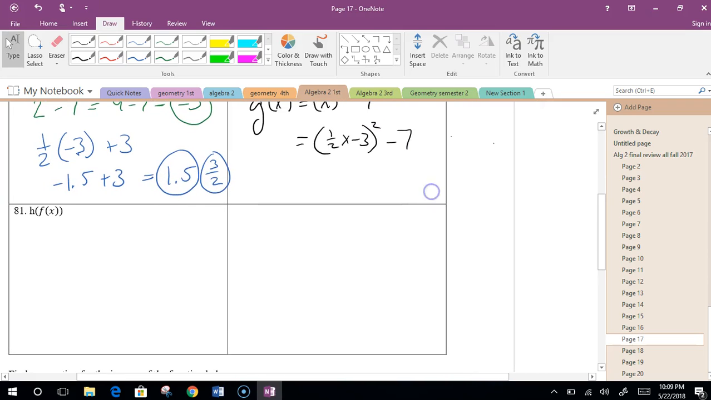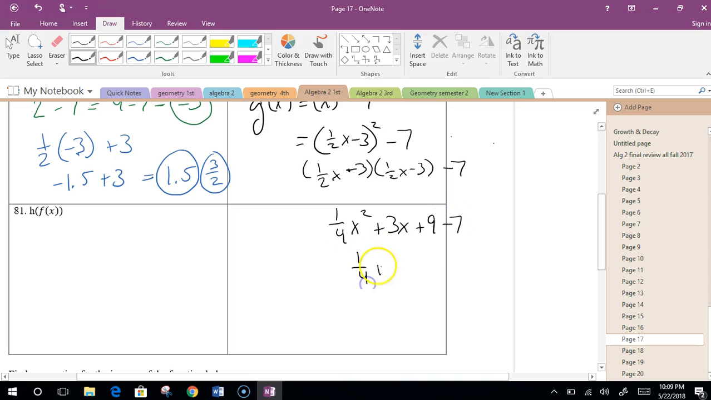Okay, this would be a case where we would have to FOIL this. So we would have to FOIL 1/2 x plus 3 times 1/2 x plus 3 minus 7. When FOILed all together, we should come up to 1/4 x squared plus 3x, we would get plus 9, and then I'm going to bring down this minus 7, so we'd get a final answer of 1/4 x squared plus 3x plus 2.